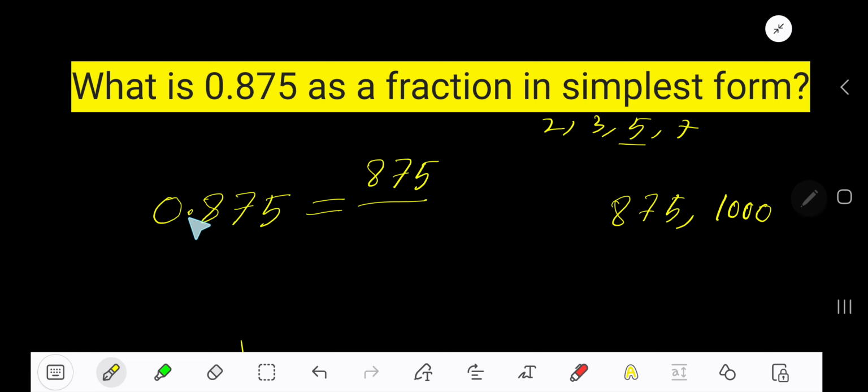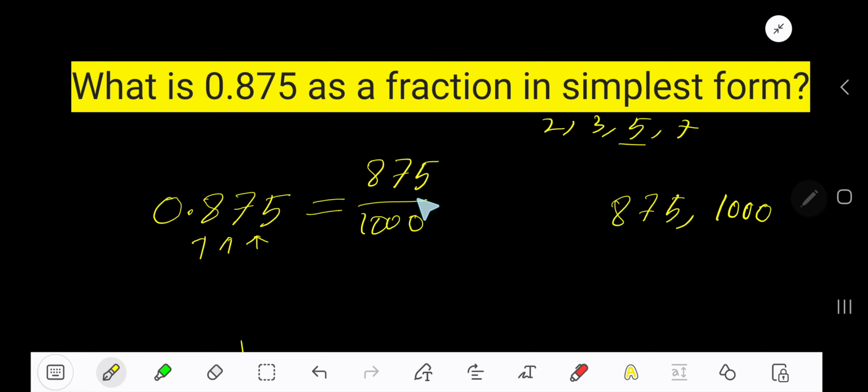And for the denominator, just consider 1, and for every digit after the decimal you have to add a 0. We have 1, 2, 3 digits, so write 1000. So we have 875 over 1000. This is the fraction form, but this is not simplified.